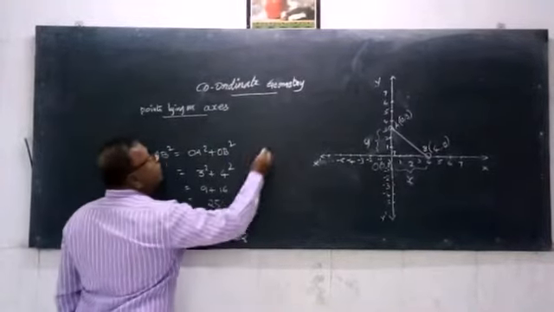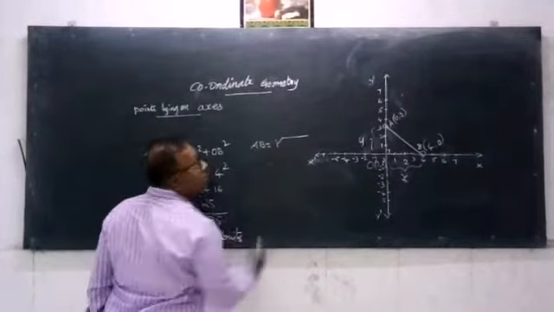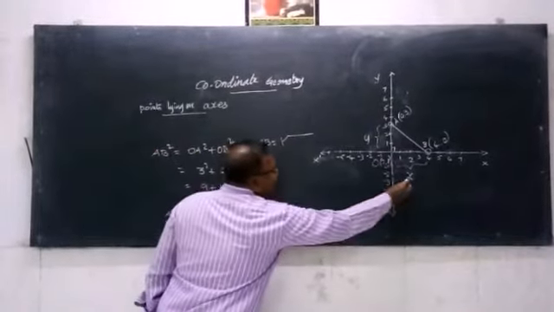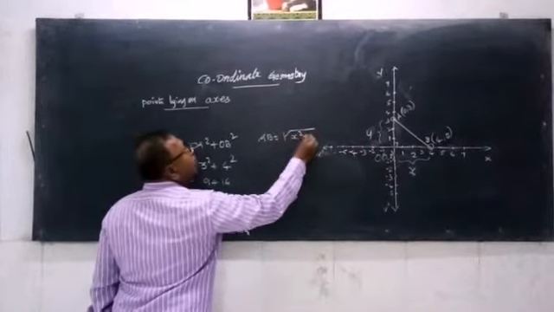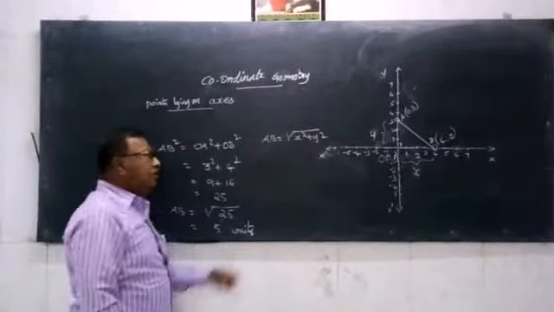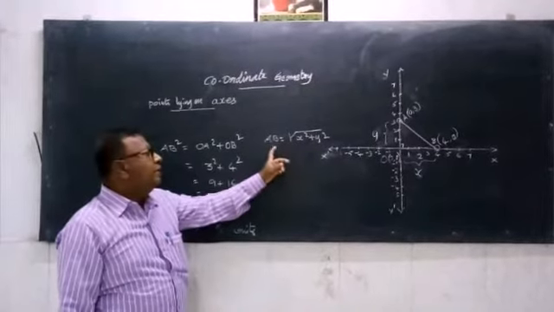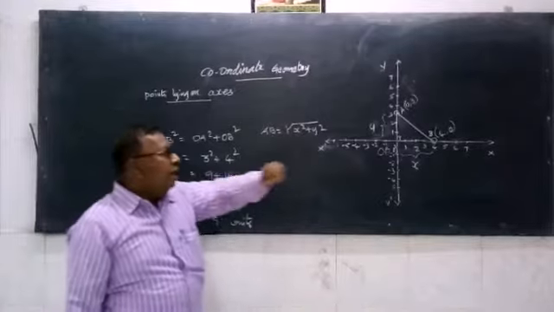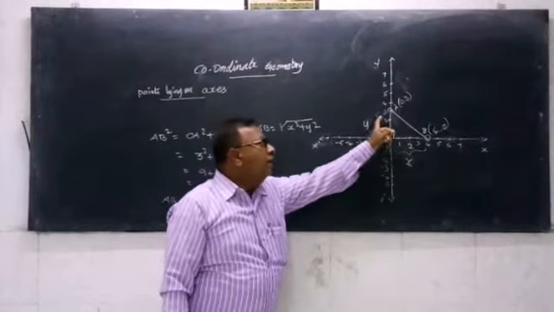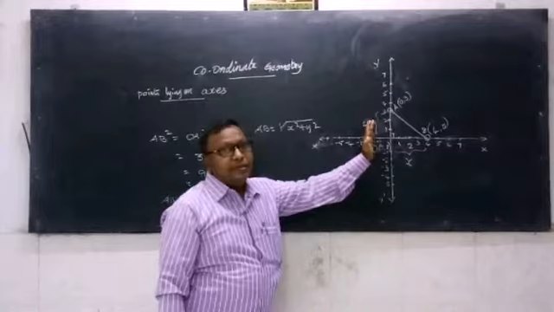So the distance between the 2 points A and B can be written as square root of x square plus y square. So what is this formula? This is the formula to find the distance between the 2 points A and B which are lying on the coordinate axis, that is x axis and the y axis.